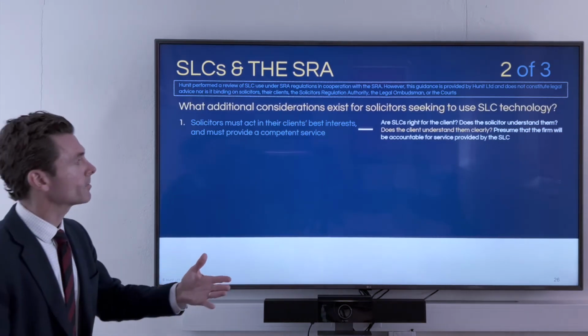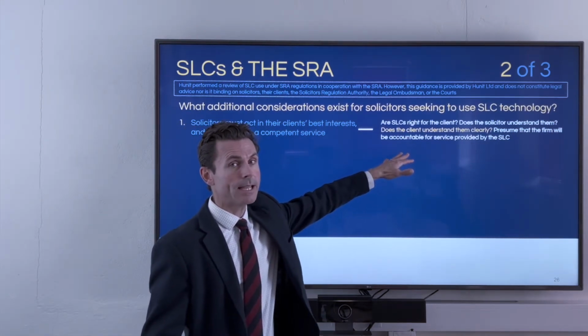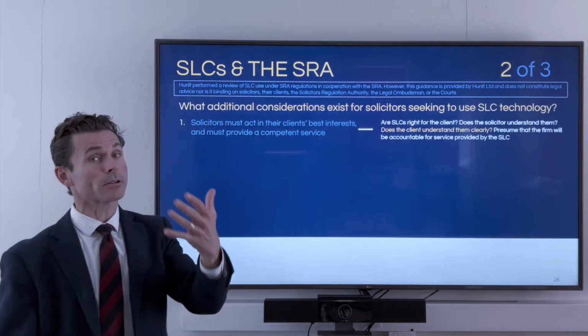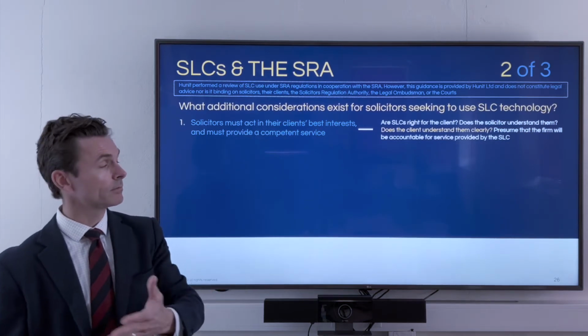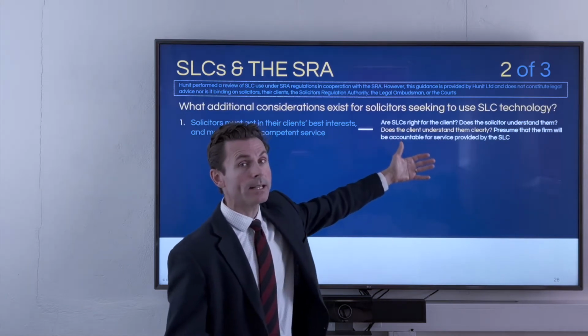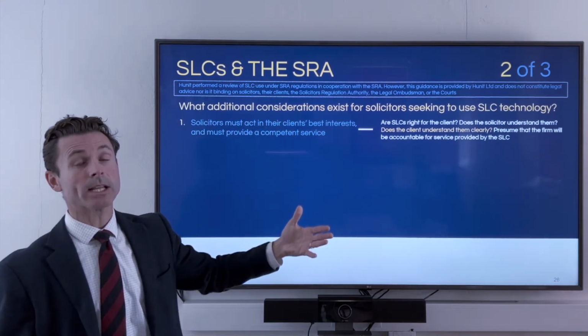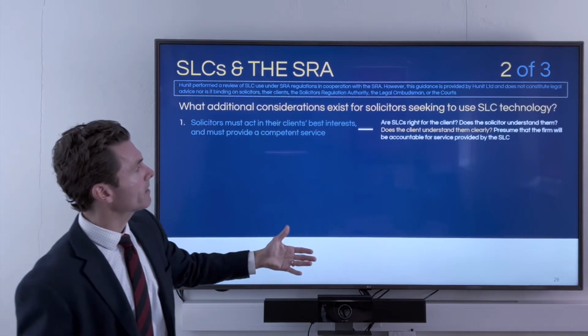Right? It's non-controversial. So what does that mean in this case? It means, is a smart legal contract right for the client in the application? Does the solicitor clearly understand how they're going to function? And does the solicitor take that clarity and provide it to the client as well? Do they understand when and where the automation will proceed and what it costs them to have that automation proceed.